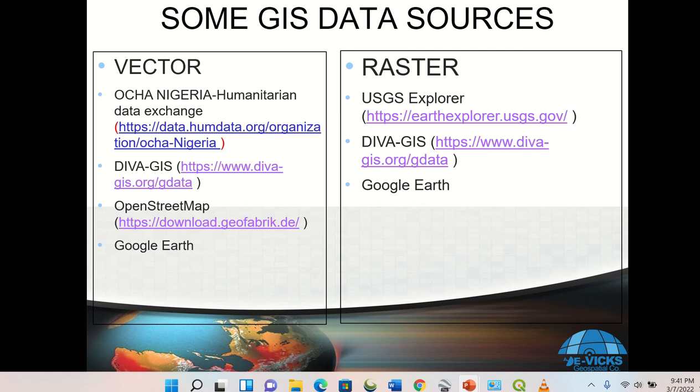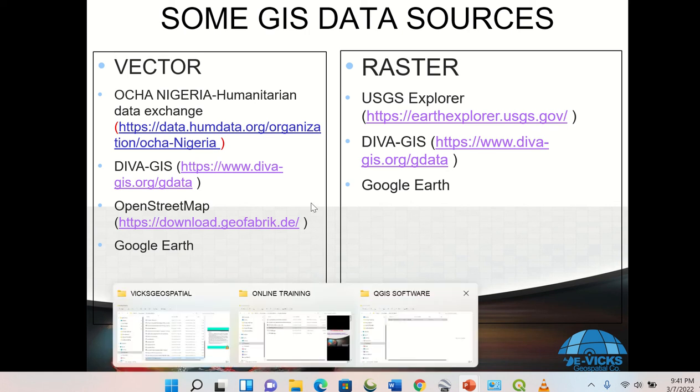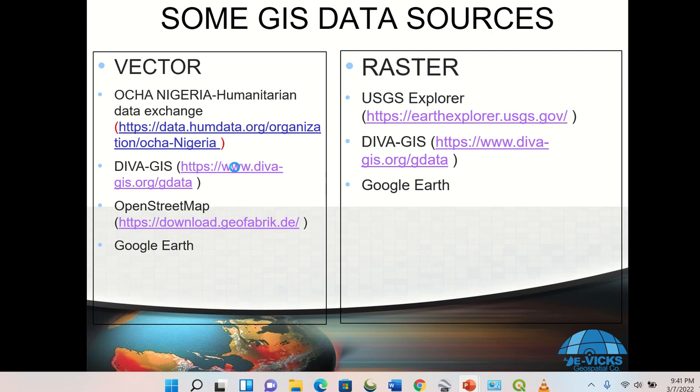Next, we'll be discussing the various GIS data sources. As a GIS expert, and for those of us that are just joining or getting to know what GIS is, in the course of your work, you will need to source data. So here we are presenting various sources where you can get GIS data and how you can download it. For example, let's start with DIVA-GIS.